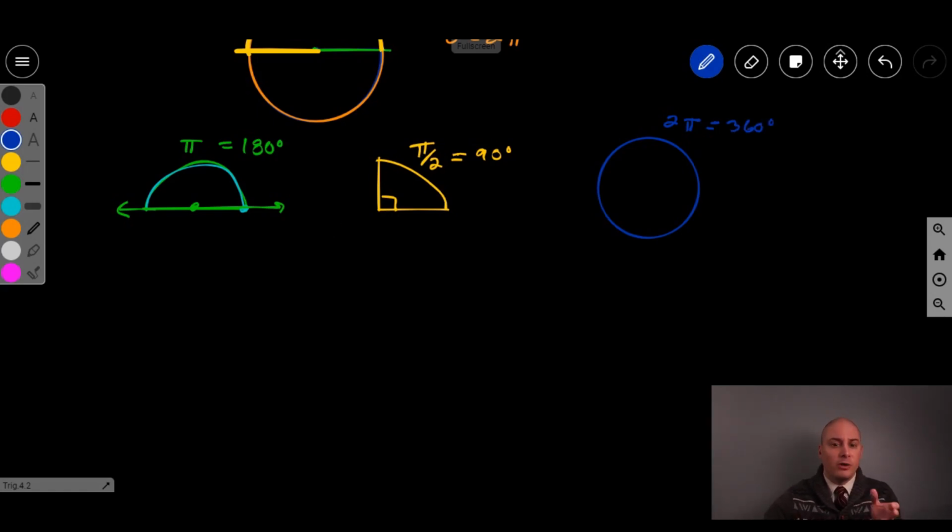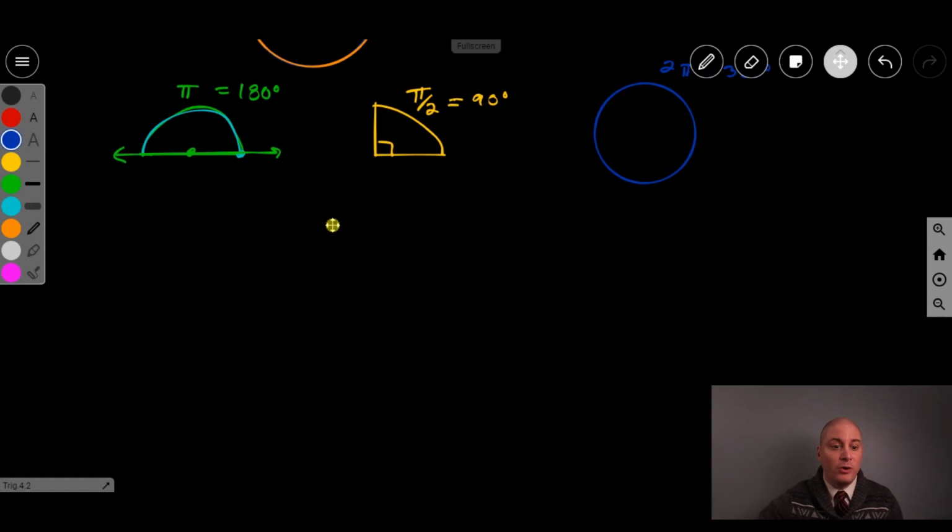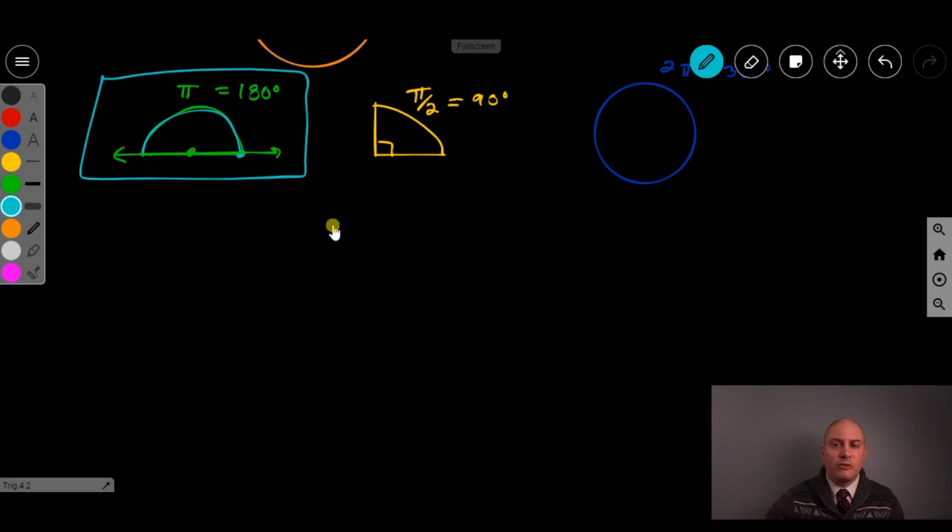So either one of these you could use as a conversion factor, and that's how I'm going to recommend doing this. You may have done that in geometry. Not just geometry, in Algebra 1 you did conversion factors. It's probably been a while, so we'll go over it. I think this one's easiest, because you don't have any fractions, and it's really the simplest. Just a pi is equal to 180 degrees.